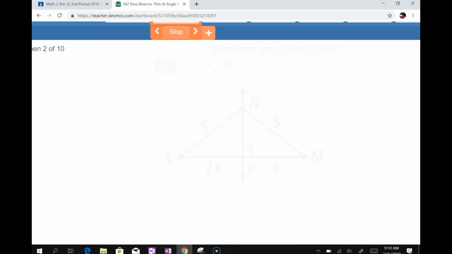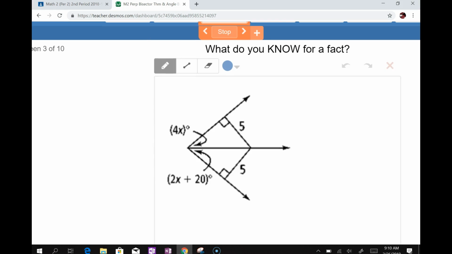What about this one? Oh, sorry, I asked the questions different ways. What do you know for a fact here? Those are equidistant. Good. So what can you conclude? That the angles are the same. Good. 4x would have to equal 2x plus 20.